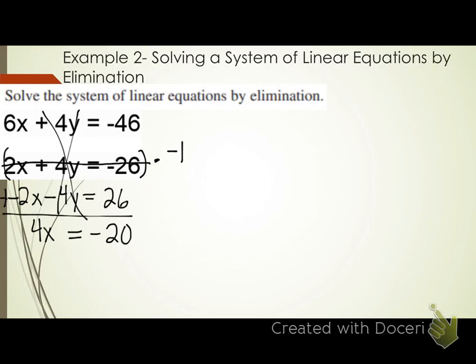What's 46 minus 26? 20. Keep the sign of the bigger one, so it's going to be negative 20. How would I get x by itself with my resulting equation here? Divide by 4. Negative 20 divided by 4? Negative 5. So here is my x value.